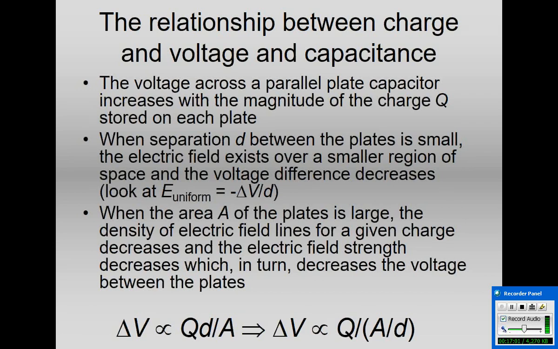There's also the question of the separation between the plates. When we calculated the electric field strength for a parallel plate, the separation wasn't an issue. But consider that the potential difference depends upon the electric field and the distance over which this electric field is applied. The greater the separation between the plates, the greater the voltage difference from one plate to the next. So when we combine these, we get that the potential difference is proportional to the charge, it's proportional to the separation between the plates, and it's inversely proportional to the area of the plates.